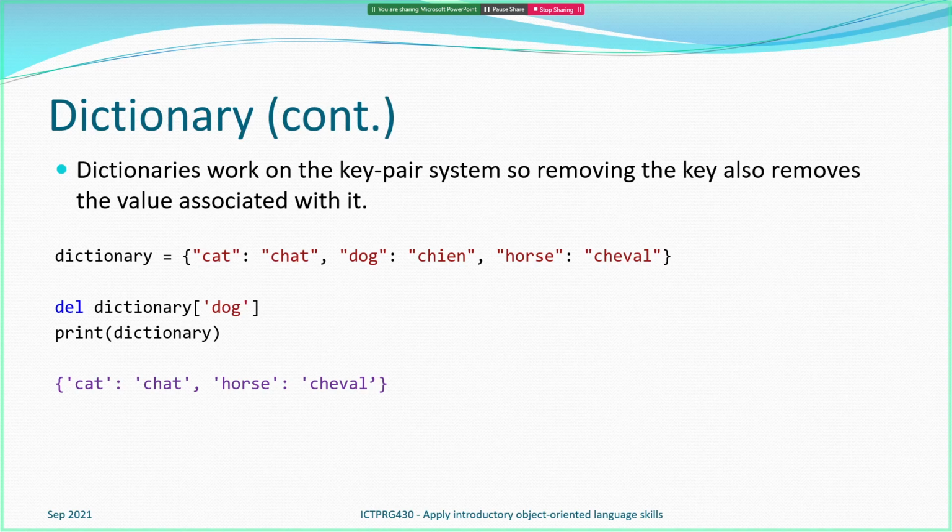So if we remove a key, it automatically removes the value associated with that key. Remember, it is a key pair storage system. So if we remove a key using the delete function, it also removes the value associated.